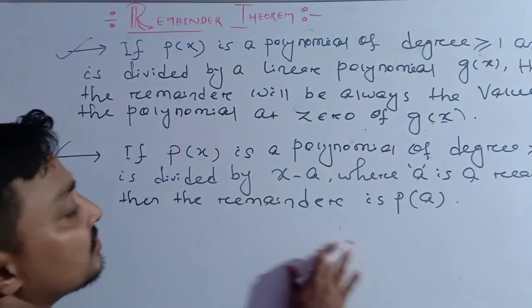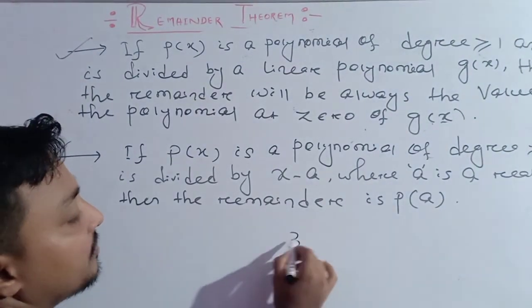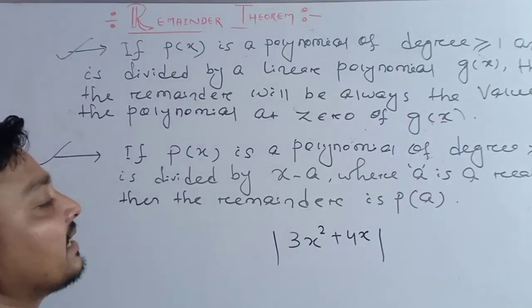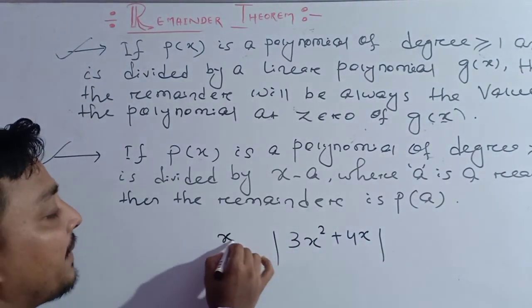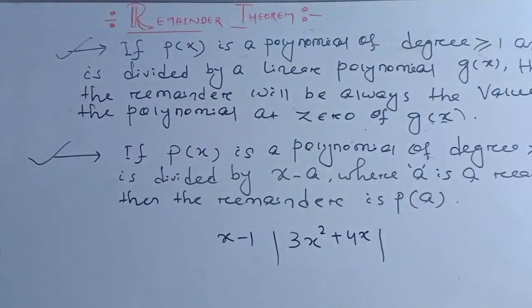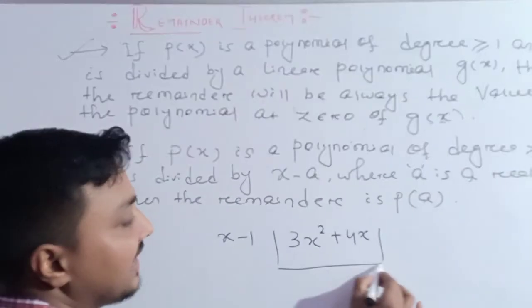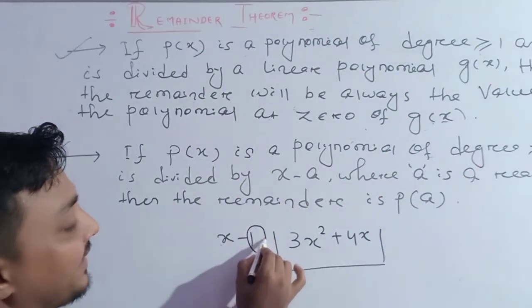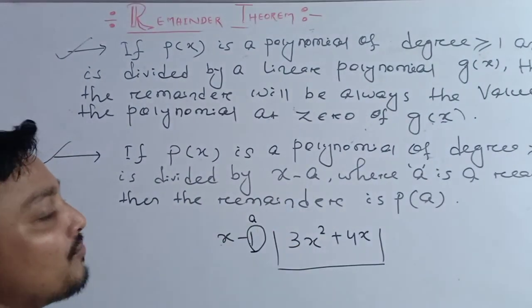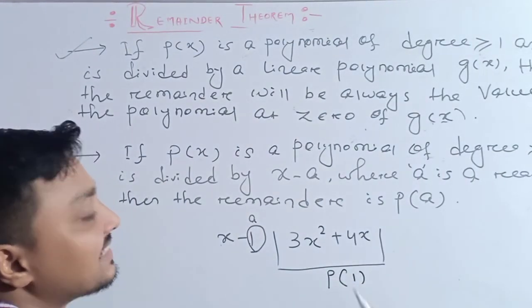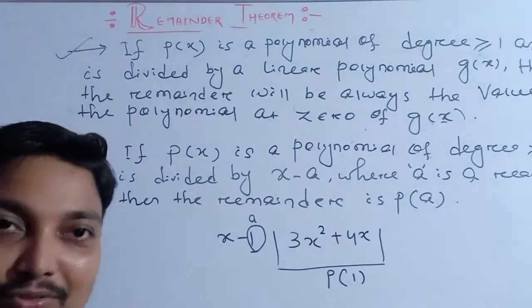Suppose one of the questions is given like this: 3x square plus 4x, and you have to check, when it is divided by x minus a, x minus 1, how much remainder we will obtain. Whenever you get this situation, here it is directly in the form of x minus a. So here a is 1, and directly you just have to find the polynomial value at x is equal to 1. Understood or not understood?